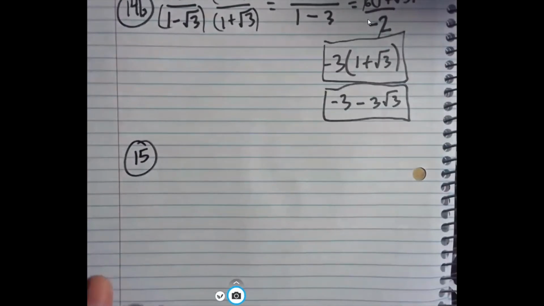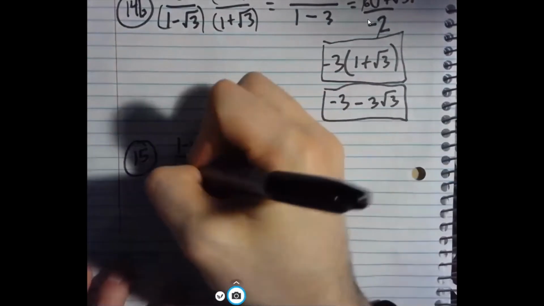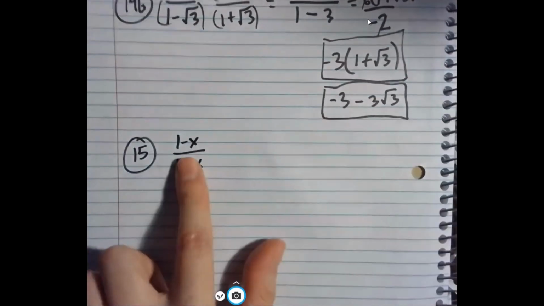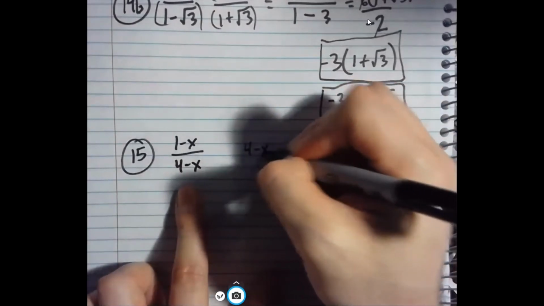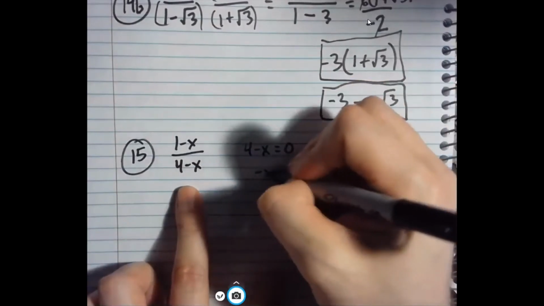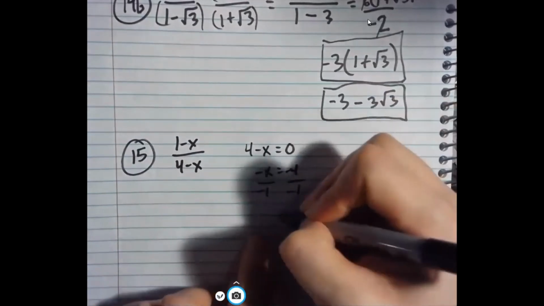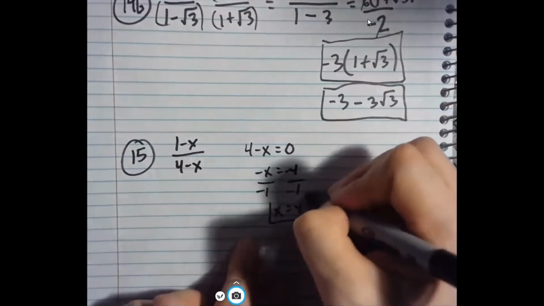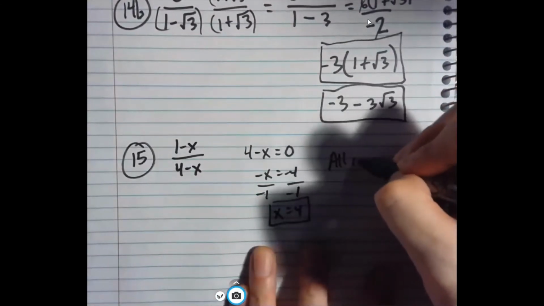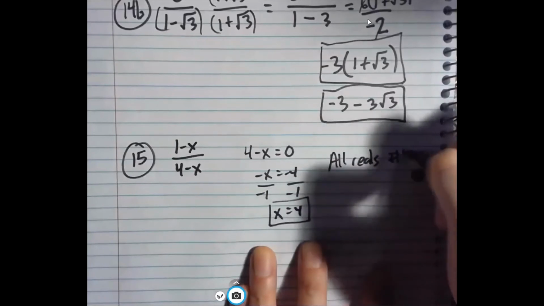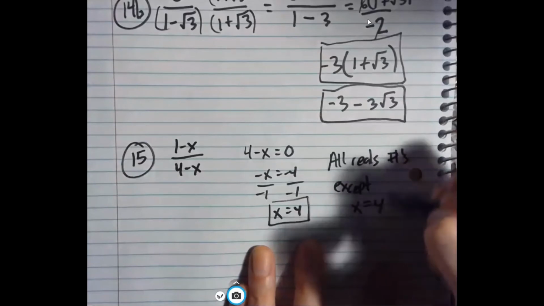Find the domain of 1 minus x over 4 minus x. So whenever you have a fraction, for your domain, you can't divide by 0. So we need to find out when does 4 minus x equal 0. And we can just do some quick basic math here. That would happen at x equals 4. So our domain is all real numbers except x equal to 4.